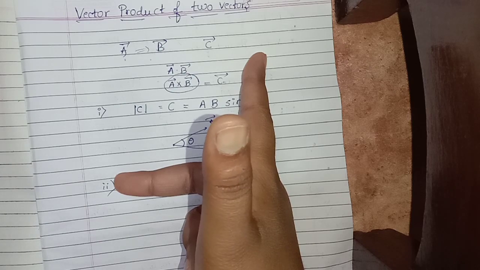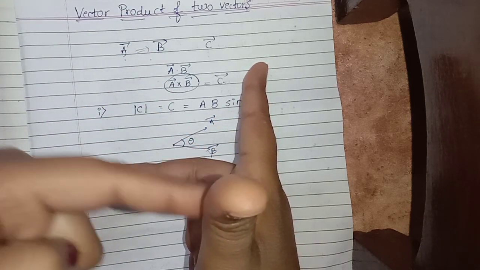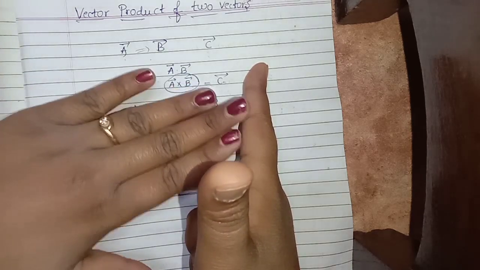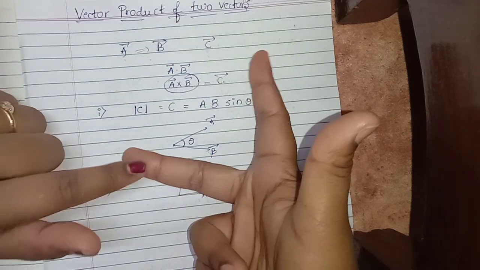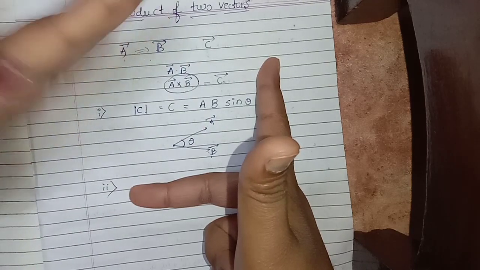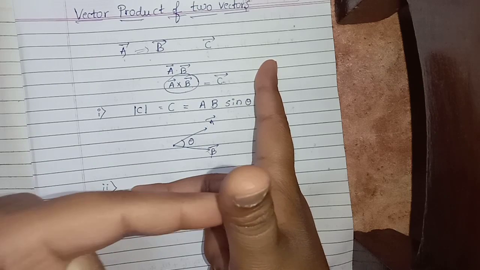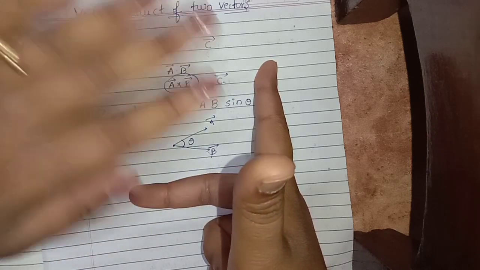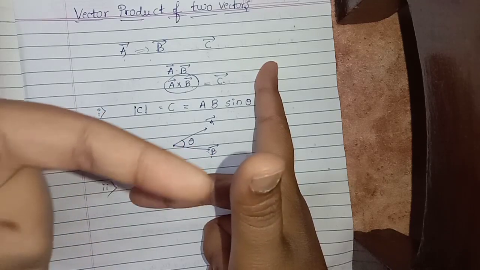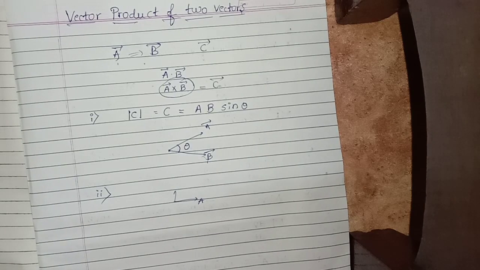So the direction of C is perpendicular, 90 degrees, to the plane containing A and B. A and B are lying in this plane, the plane in which the paper is, and C is perpendicular to that plane, meaning C is at 90 degrees to the plane of A and B, right?